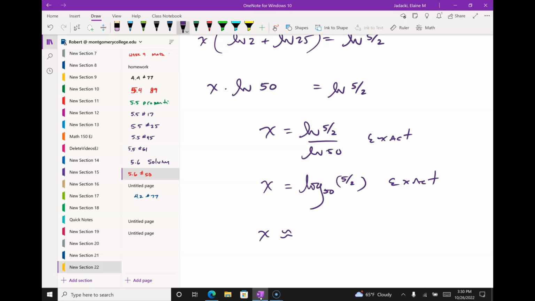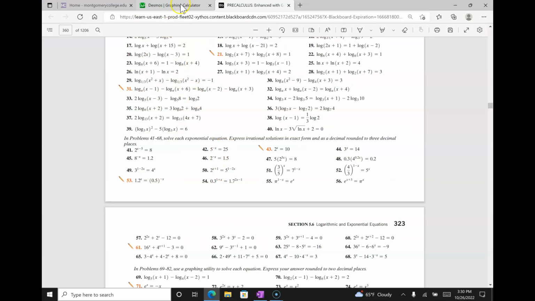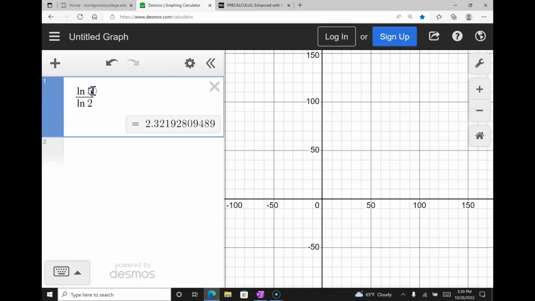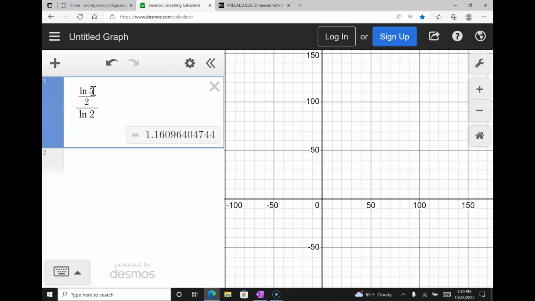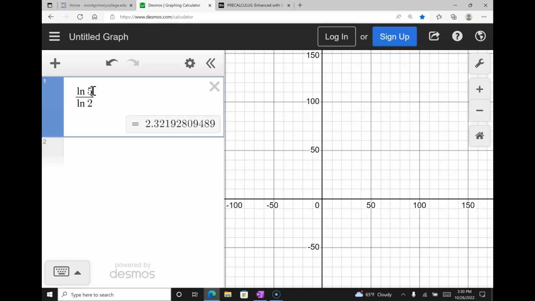So change of base formula here, yes? I'm going to use this version, ln of 5 halves over ln of 50. Yep. ln of 5 halves, oops. Was that 2.5 over ln of 50? So 0.234.